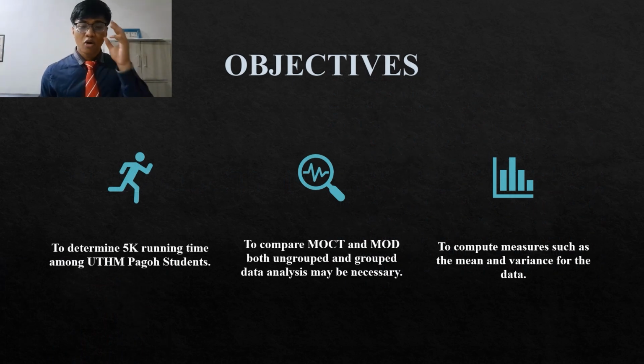Objectives. We have three objectives for this case study. First, we want to determine the 5K running time among UTHM Prago students. Secondly, we want to compare MOCT and MOD, and group data analysis may be necessary. And lastly, the third one, to compute measures such as the mean and the variance for the data.